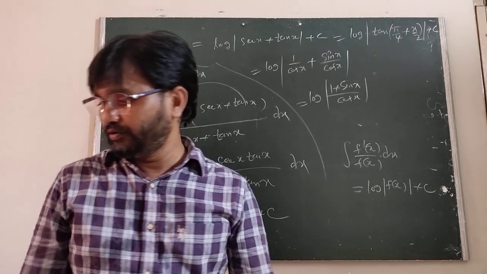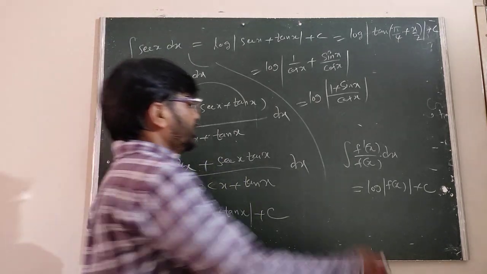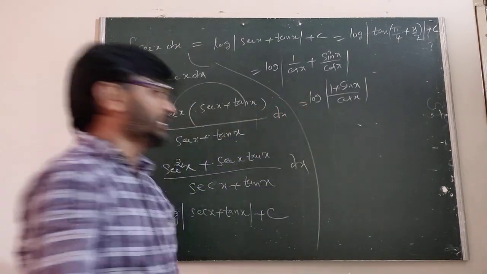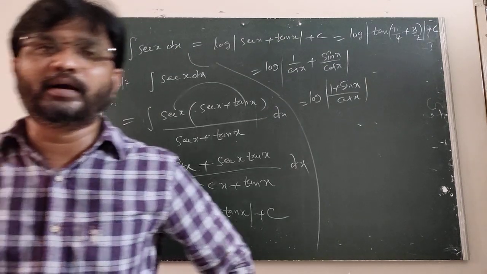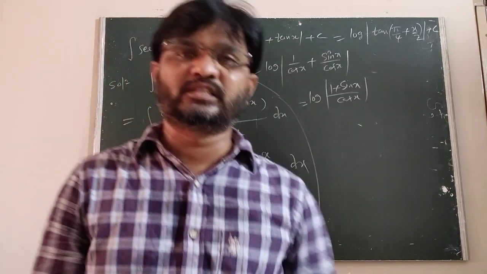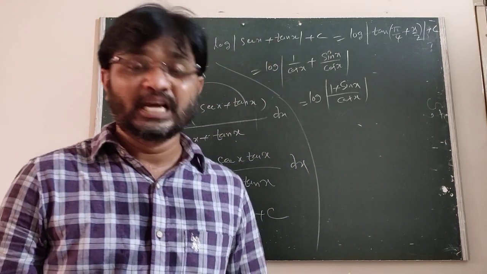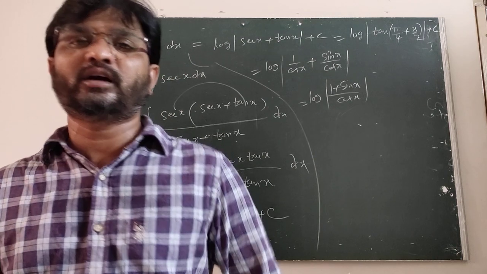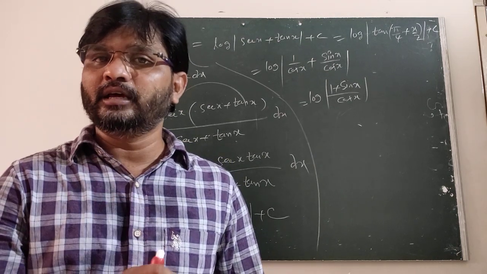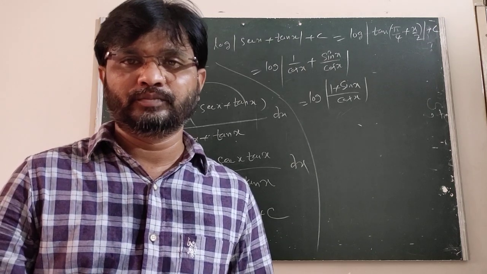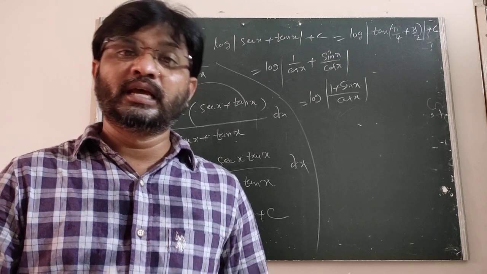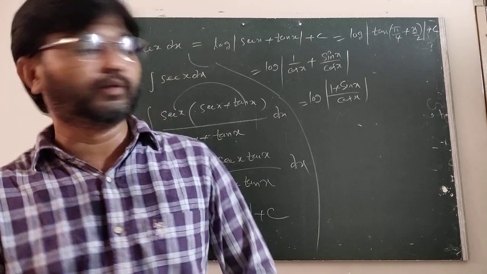Now we have to think that the 1 is in the form of sin square x by 2 plus cos square x by 2. And for sin x, we know from the multiple and submultiple angle formulas in first year trigonometry that sin 2a is 2 sin a cos a, so sin a is 2 sin a by 2 cos a by 2. And cos 2a is cos square a minus sin square a, so cos a is cos square a by 2 minus sin square a by 2.